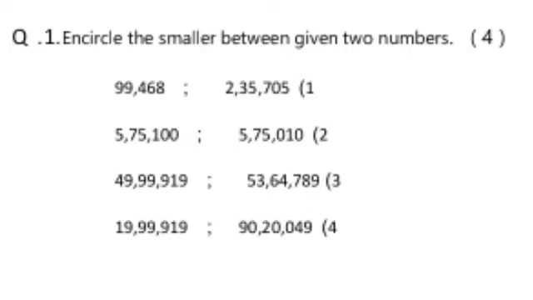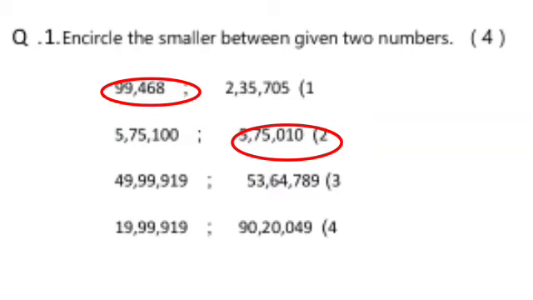Question 1. Encircle the smaller between given two numbers. 99,468 and 2,35,705. In between, 99,468 is the smallest one, so we circle it. 5,75,100 and 5,75,010. Here 5,75,010 is the smallest one, so we circle it.